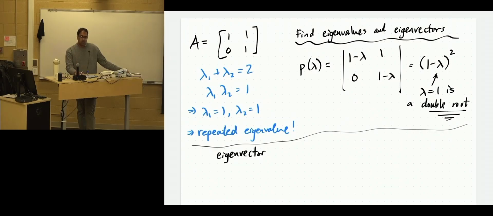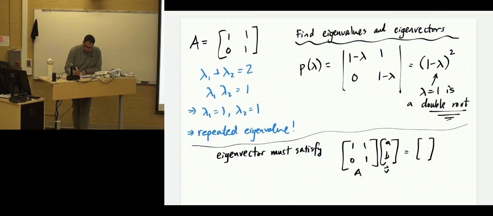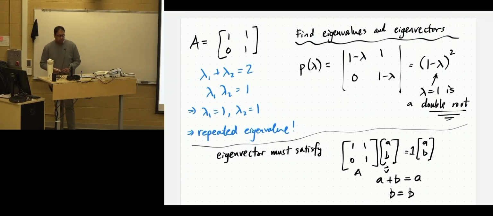Yeah. Well, one way you could set up a system of equations. Sure. You multiply the matrix by some random vector, which I'll call (a, b), and then because the eigenvalue is 1, you should also get (a, b) back. Good. So this needs to satisfy A times this eigenvector equals 1 times this eigenvector. That gives me a system of equations, the first of which is a plus b equals a, and the second of which is b equals b. Okay?